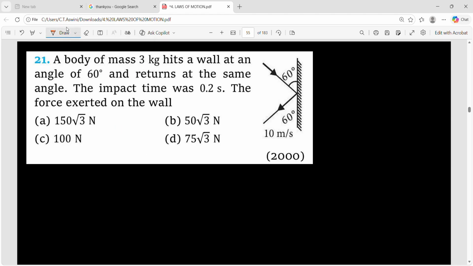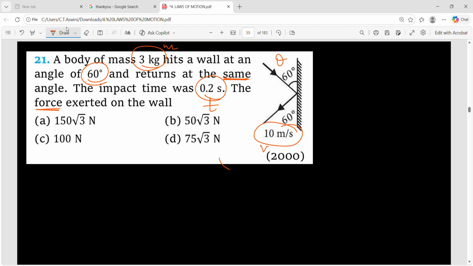The same kind of question is repeated again. A mass of 3 kg hits the wall at an angle of 60 degrees. So this time it is with the wall, so this is theta again. It returns at the same angle, that means energy is not lost. Impact time is 0.2. So mass is given, theta is given, time is given, and speed v is given in the diagram. Find the force exerted on the wall.